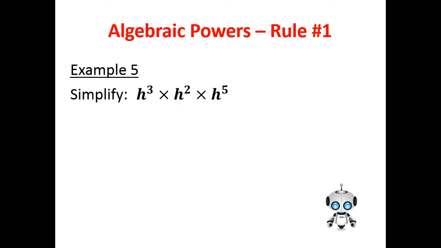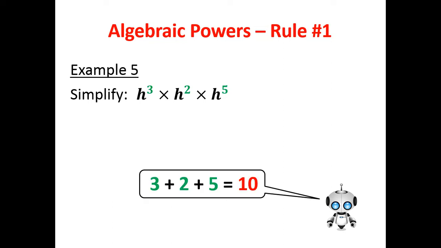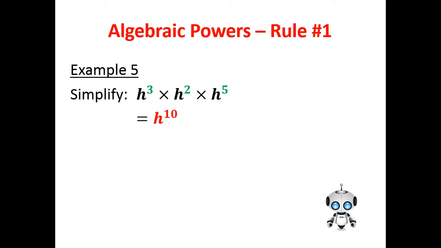Example 5. Simplify h cubed times h squared times h to the power of 5. Well, in this example we're going to take all three powers and plus them together. 3 plus 2 plus 5 make 10, so our final answer is h to the power of 10.